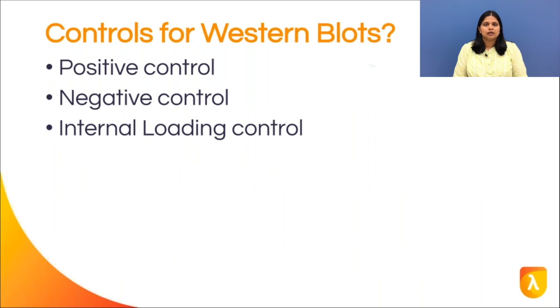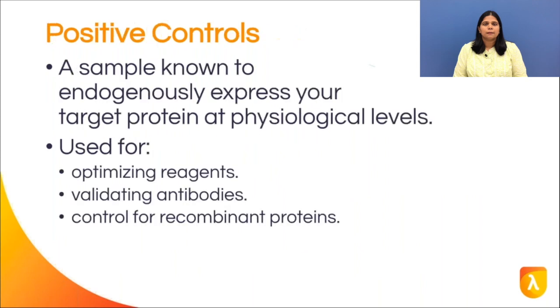Controls for Western blot include positive controls, negative controls, and internal loading controls. A positive control is a sample known to endogenously express your target protein at physiological levels. They are used for optimizing reagents, validating antibodies, and as a control for recombinant proteins.